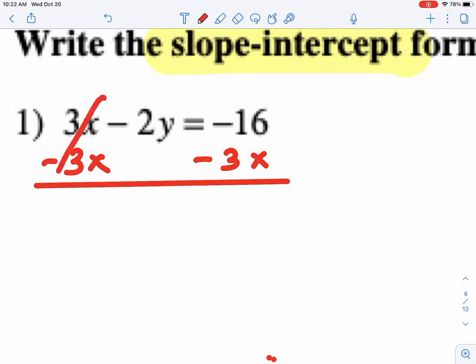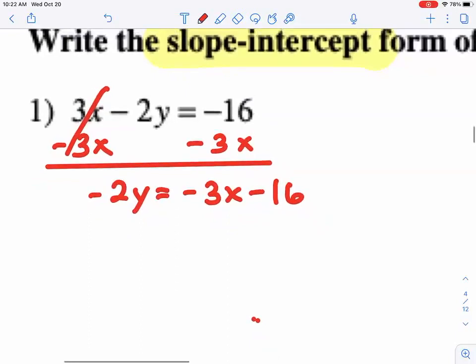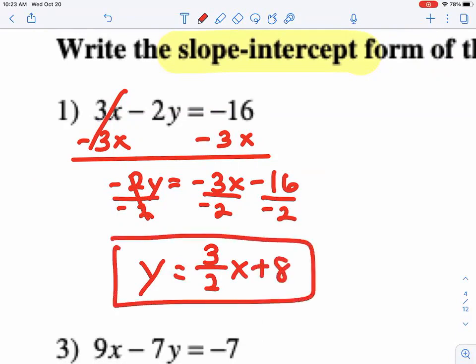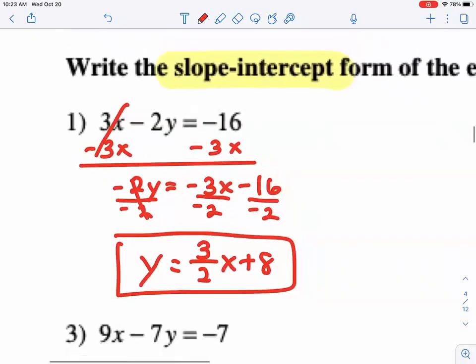So those cancel out, and I have negative 2y is equal to negative 3x minus 16. And again, I cannot combine those two things, so I just keep them separate, and I usually write the x first. Now we'll divide everything by negative 2. I usually like to put that underneath each one so I don't forget. We get y equals 3/2 x, because the negative divided by negative will be positive, and negative 16 divided by negative 2 is positive 8.